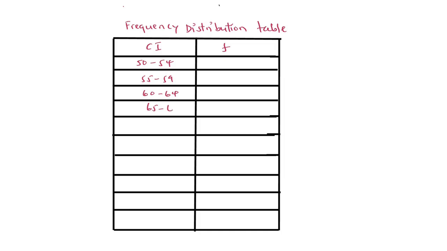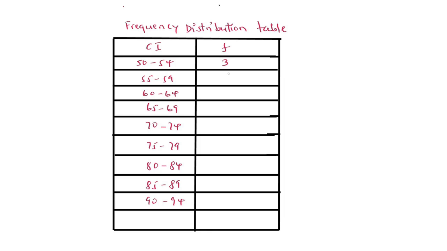65 to 69, 70 to 74, 75 to 79, 80 to 84, 85 to 89, and 90 to 94. Next, we complete our frequency distribution table by counting the number of data values within each class interval. For example, in the class interval 50 to 54, counting the values, we find there are 3.